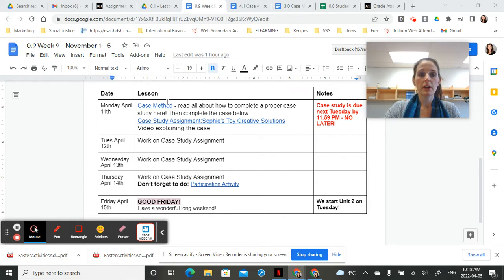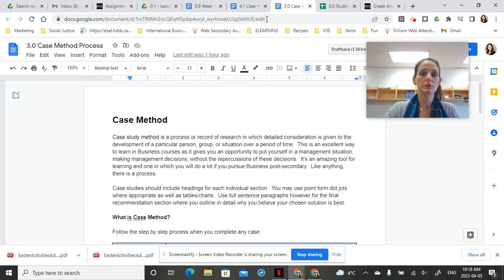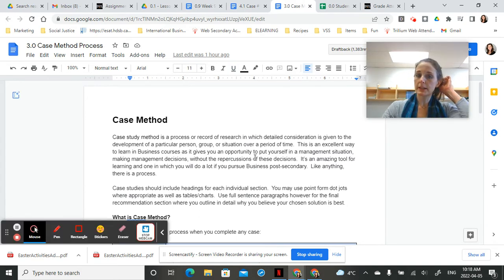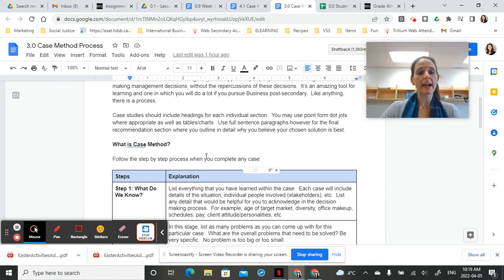If you click on this, it's going to open up this document here, case method process. A case study method is a process where we record research and information over a specific case. Case studies, again, as we know, are a great way to learn. So what I'm going to ask you to do is create a business case using the case study that we have to go through, which I'm going to show you in a minute. And you have to follow a series of steps.